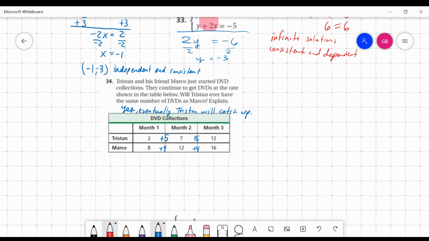catch up. Okay. You see this plus 5 and the plus 4? That's actually the slope. That's actually the rate of change. So because the rate of change is bigger for Tristan, eventually he will catch up.